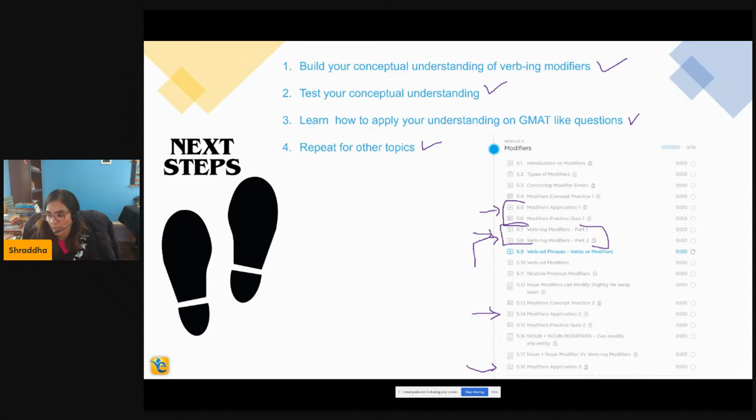Repeat for other topics. So by doing these 4 things, we can master any concept in GMAT SC.